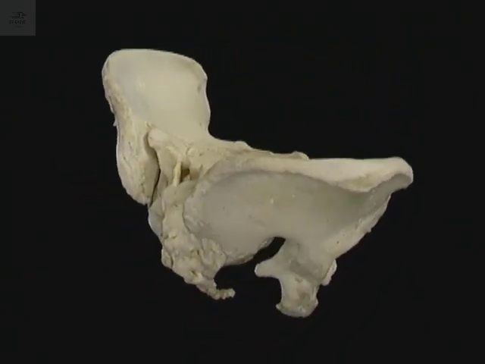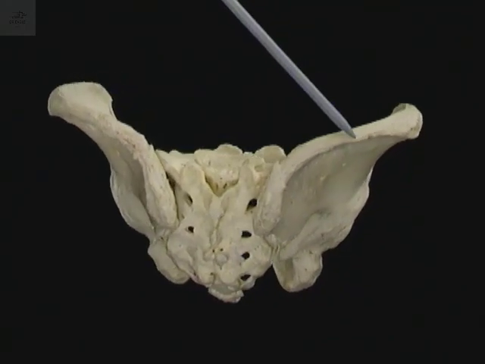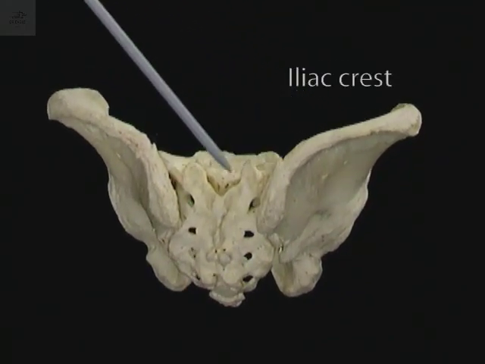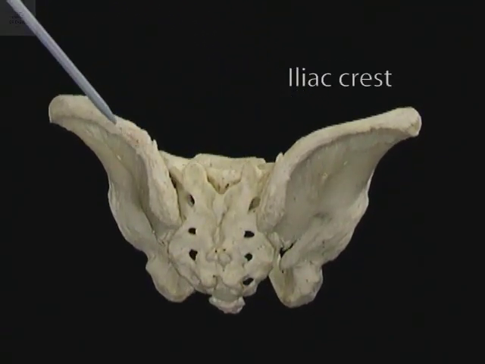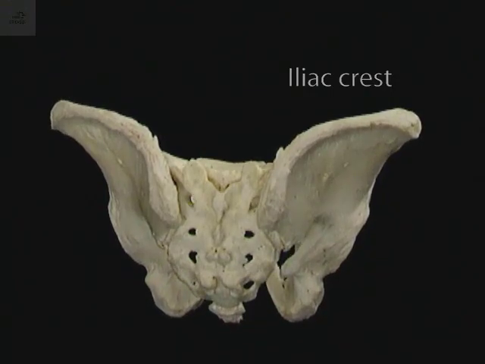The broad ridge on each hip bone adjoining the sacrum is the iliac crest. It's an important muscle attachment, as we'll see shortly. We'll be looking at the hip bone in more detail in the last section of this tape. For now, we'll return to the spine.